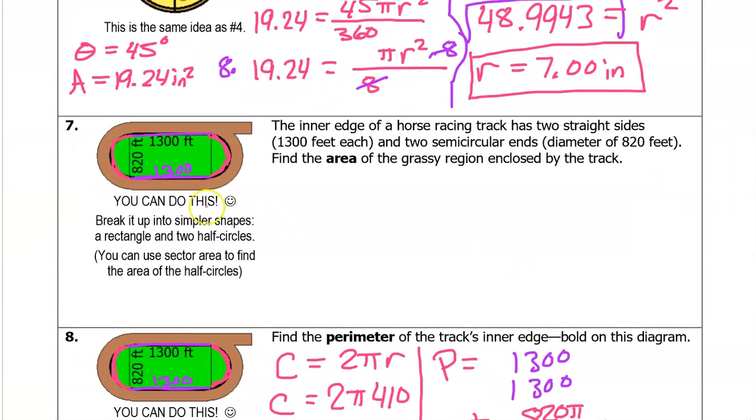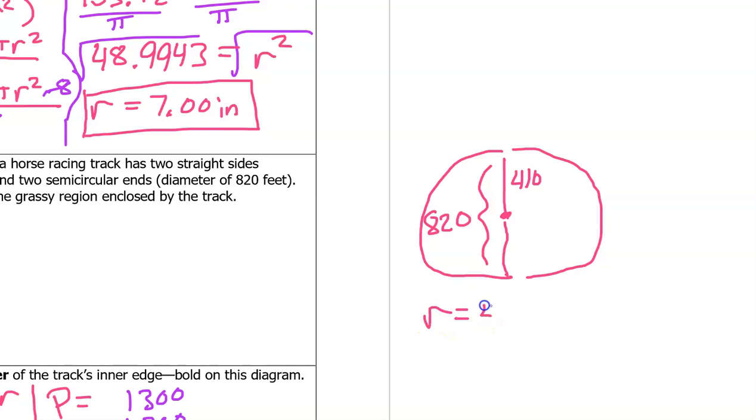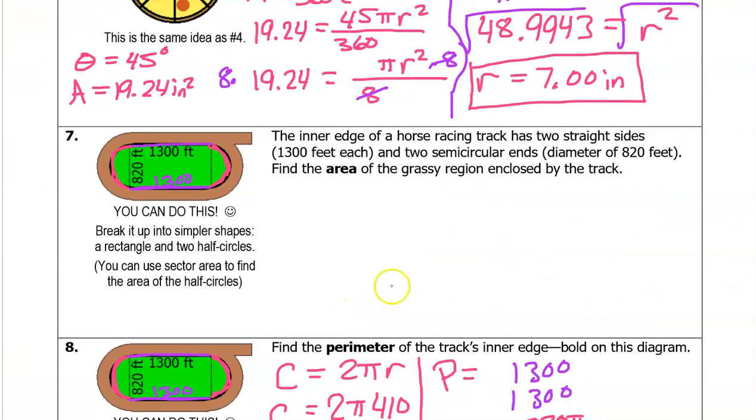But what they give us is the 820 feet diameter. So let me just go ahead and draw this portion for a second. This whole thing is 820 feet. That means that half of that will be 410 feet. And that is the radius. So we now know that the radius is 410 feet. Okay, we need to find the area of the grassy region.